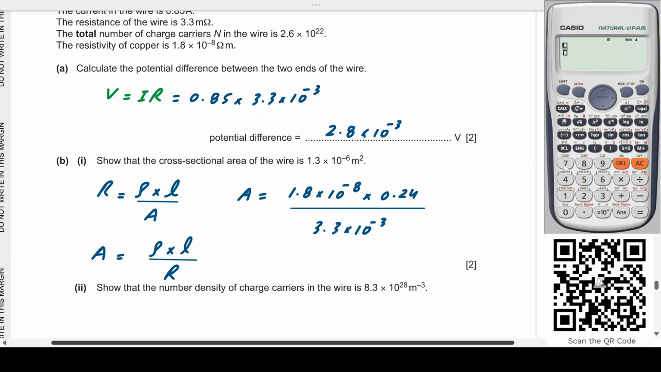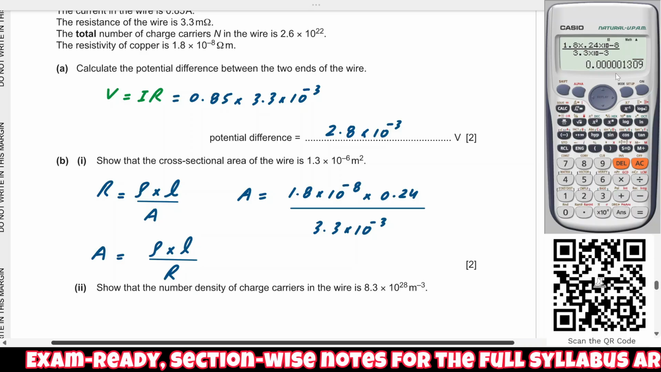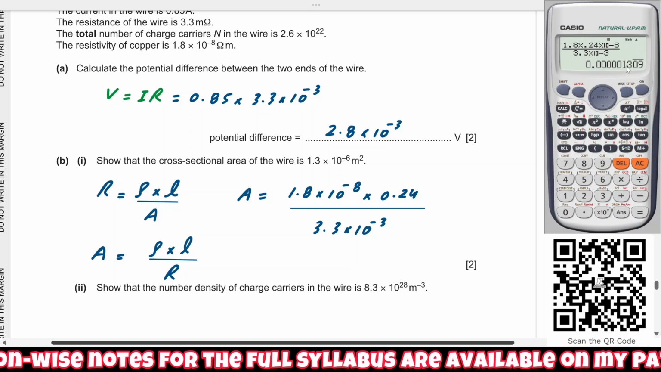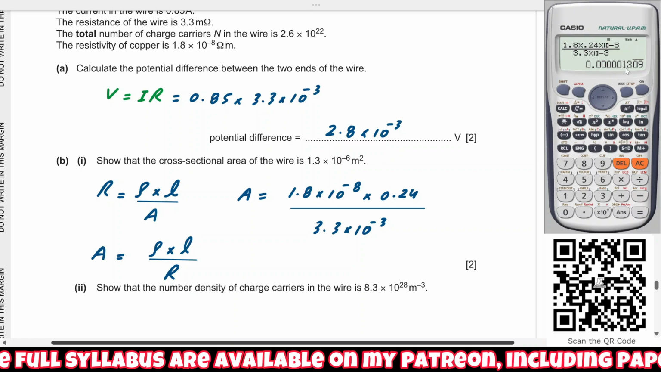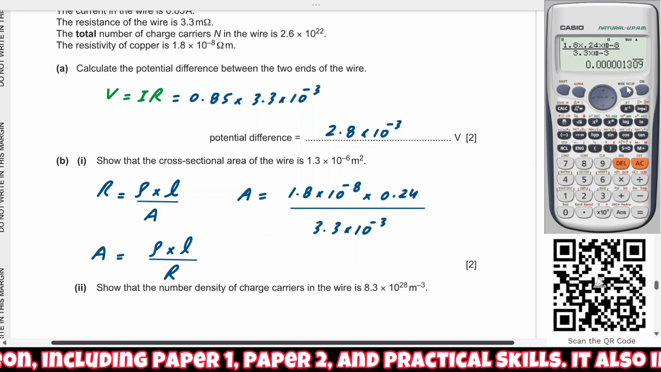Let's do it on the calculator. 1.8 into 0.24 and the exponent is minus 8. 3.3 exponent is minus 3. So in 2SF we get 1.3 into 10 raised to the power minus 6.